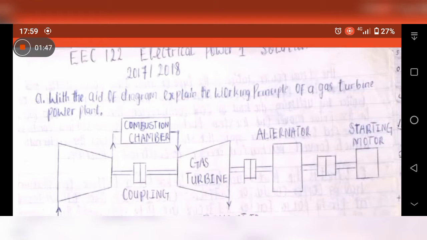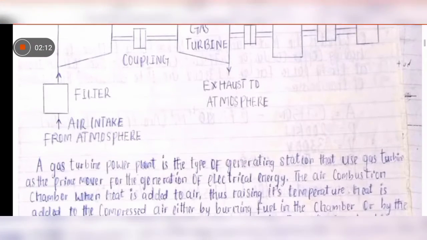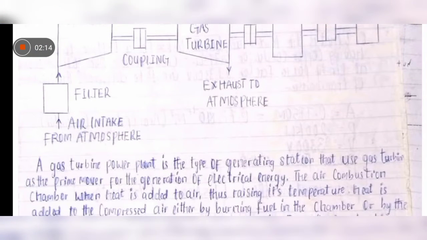Now, at the gas turbine, the heat that's being transferred from the combustion chamber to the gas turbine is being taken to the alternator, where the alternator converts mechanical power to electrical power. Then the light is being supplied. Okay, let's look at it.